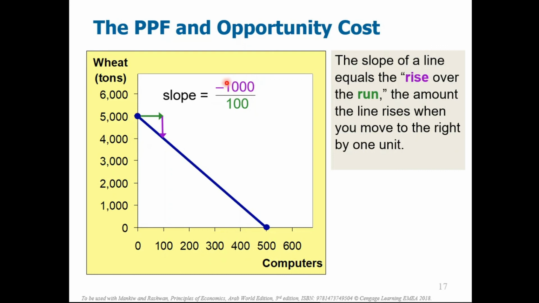It will go down by 1,000. Why is it minus? Because it is decreasing, while computers are increasing from 0 to 100. So this is 100 here. If we want to produce 100 computers, we need to give up, lose 1,000 tons of wheat. Okay? So whenever we want to produce one computer, we need to give up, or lose, 10 tons of wheat.